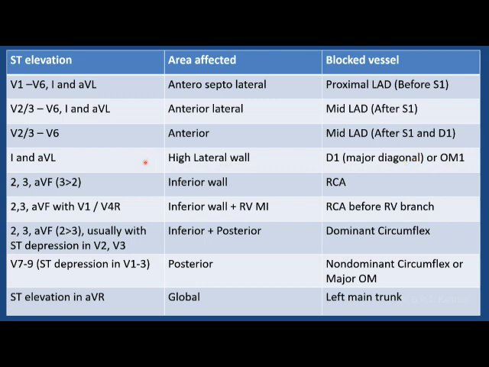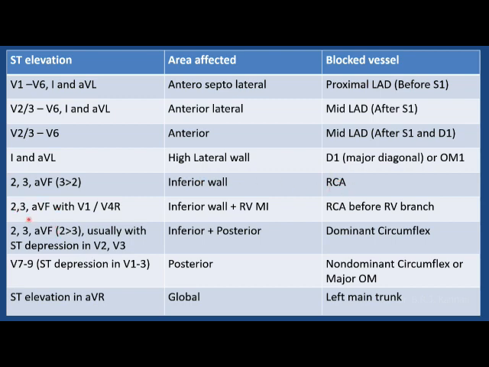Now this is all part of the anterior MI. Okay, all these are anterior wall myocardial infarction. This is high lateral wall myocardial infarction where only the major diagonal branch is involved. Now let us come to inferior wall myocardial infarction. In inferior myocardial infarction, 2, 3, AVF show ST elevation. If 3 is more than 2, that means it is the right coronary artery.